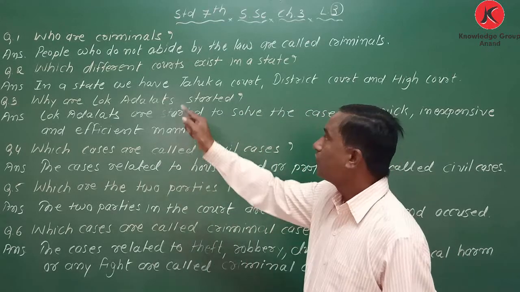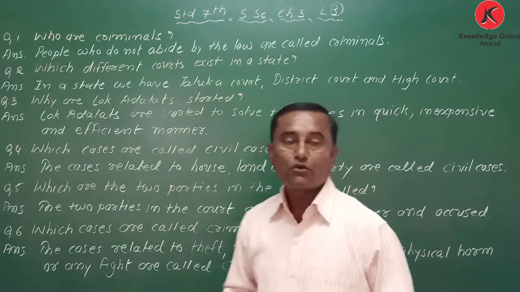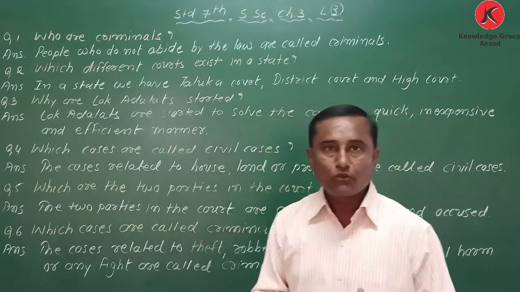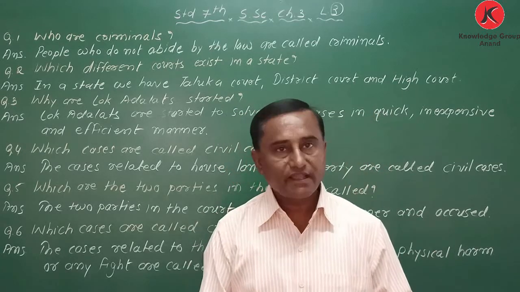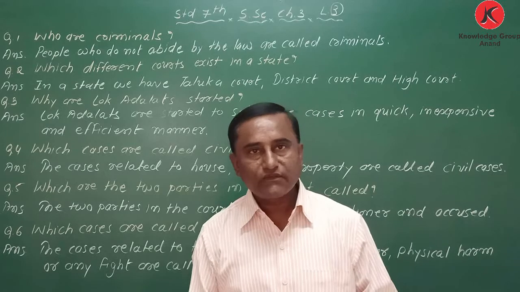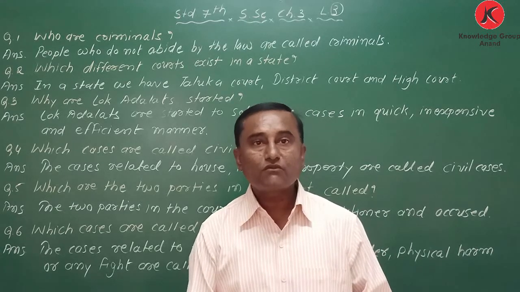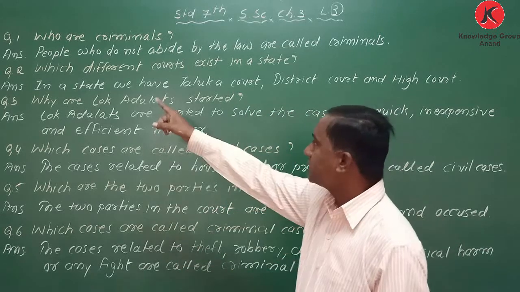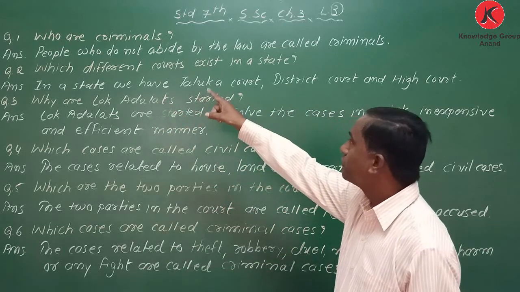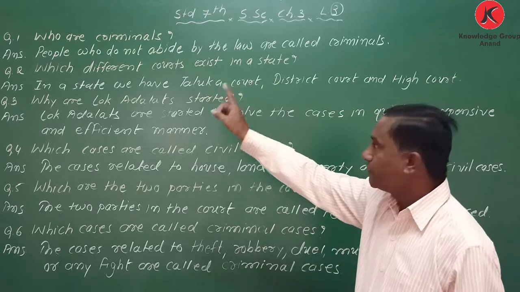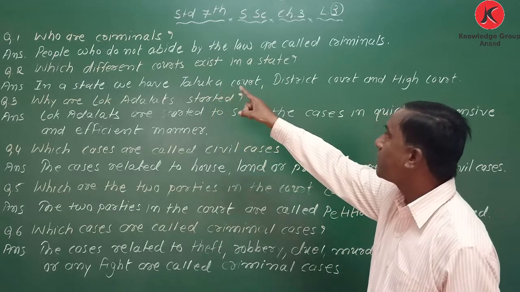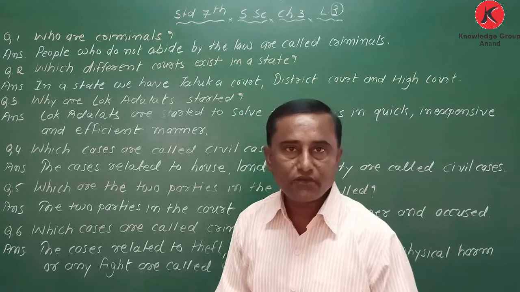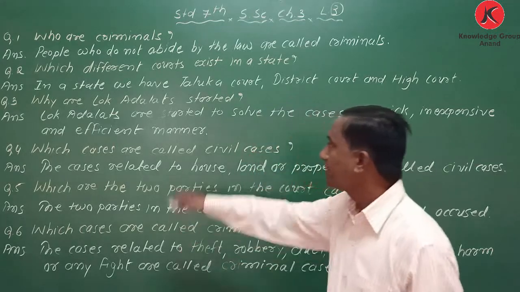First question: who are criminals? Who are called criminals? One who does not follow the rules and regulations, they are called criminals, that we know. Answer: people who do not abide by the law are called criminals, means they are not following rules and regulations.